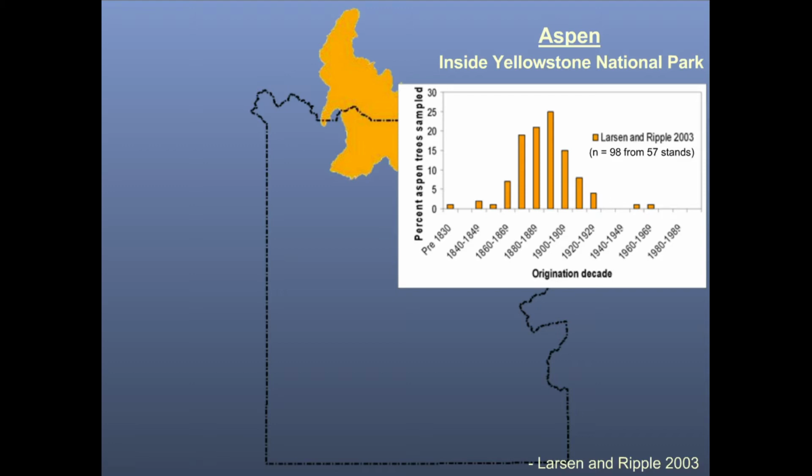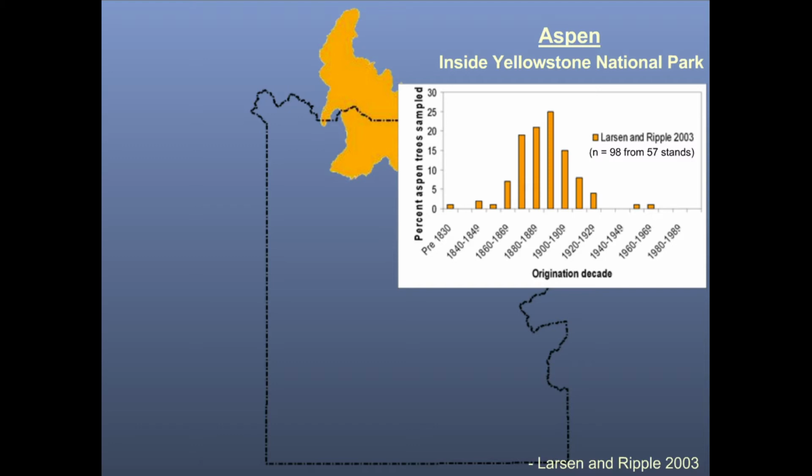Again, this is a recruitment graph, so you can think of these as the number of aspen trees that originated within a certain decade. Really, I'm more interested in you looking at the overall pattern of this graph rather than the specific numbers. What we see is a unimodal or hump-shaped distribution to aspen recruitment.